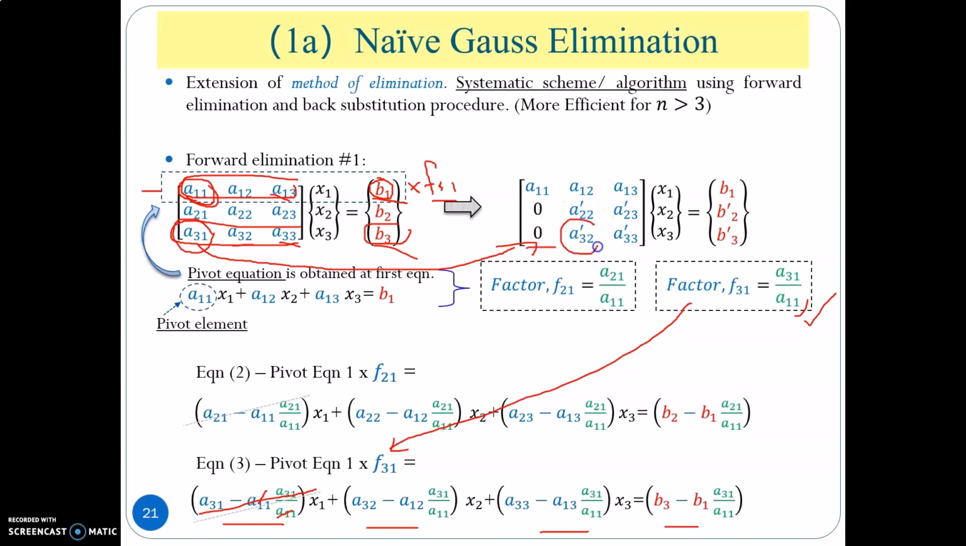And here, you have A32 changed to A32 prime. So A32 prime is equal to this component here. A33 prime and B3 prime are equal to these two components respectively.